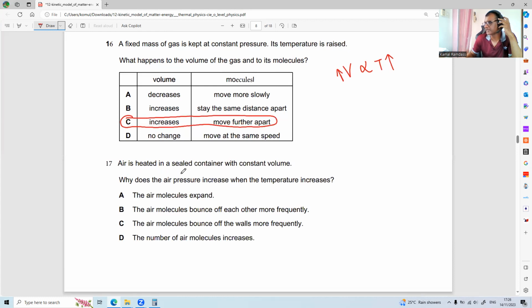Air is heated in a sealed container with constant volume. Why does the air pressure increase when the temperature increases? The air molecules bounce off the wall more frequently. It will increase the kinetic energy. Okay, constant volume, temperature increases, kinetic energy increases. The air molecules bounce off the wall more frequently.